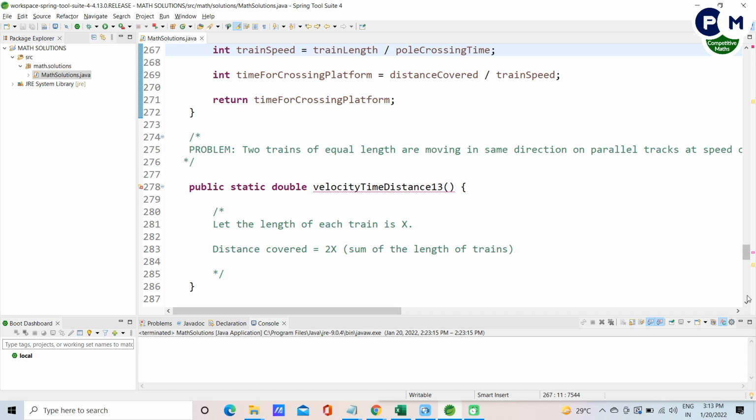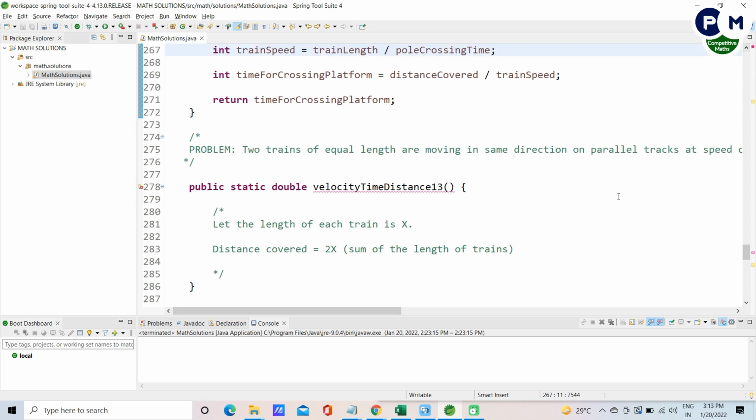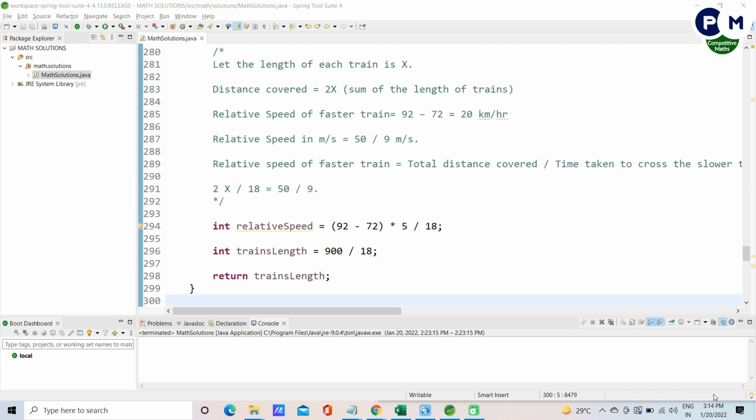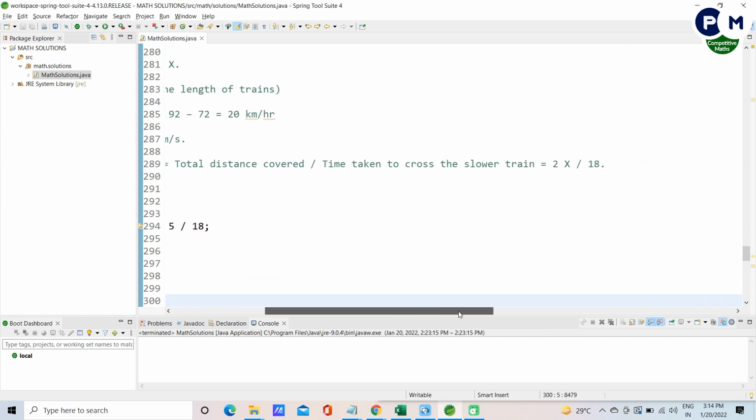Here is the problem statement. I am going to define a new method for determining the time for the earlier solved problem 1. Let the length of each train be x. Distance covered equals 2 times x, the sum of the lengths of the trains.